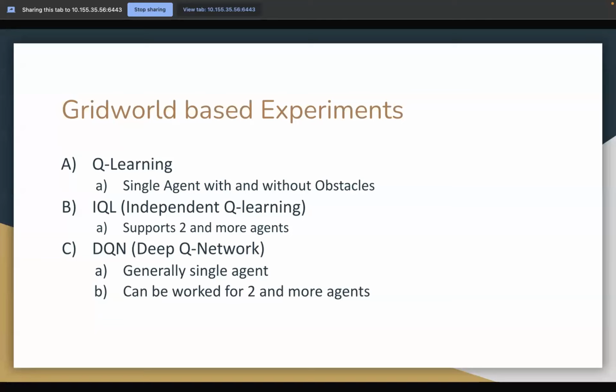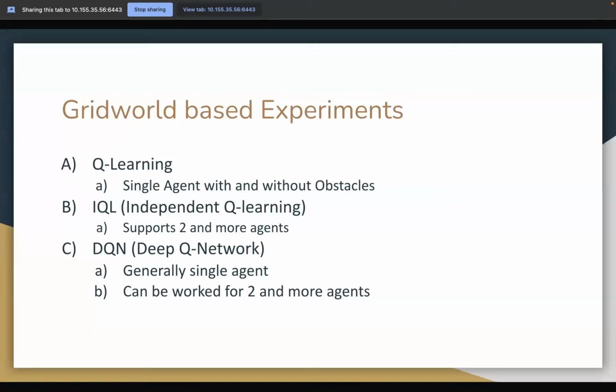And then I tried to work on independent Q-learning, where I used two agents to learn independent policies. But the problem with independent Q-learning was that the two agents were learning the policy individually, and there was no kind of coordination behavior between the agents. IQL was basically not capturing this coordination, this cooperation behavior.